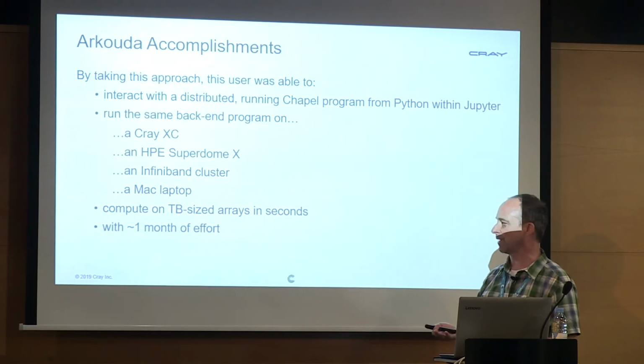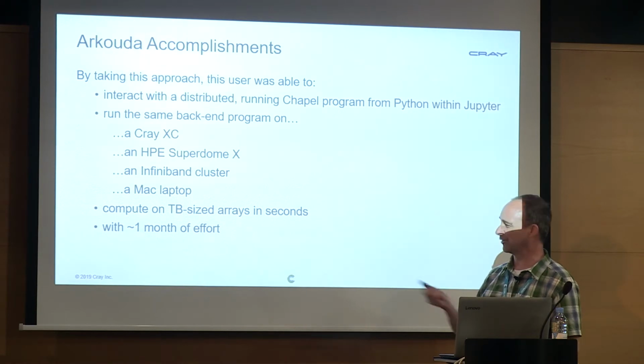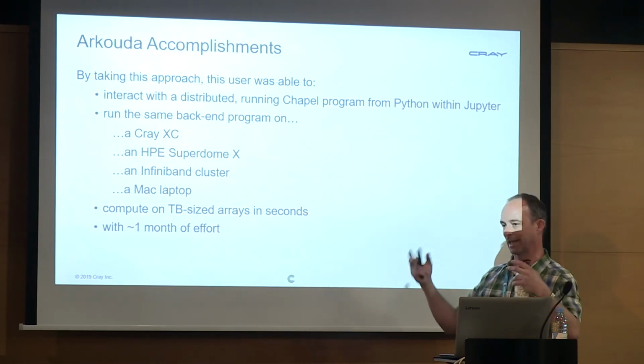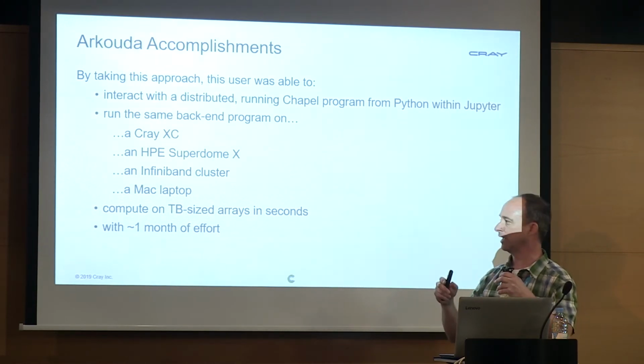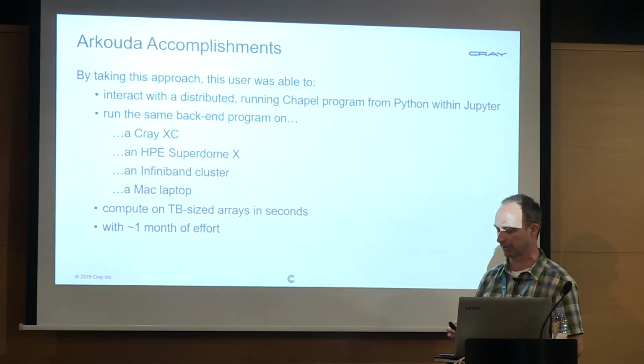And they did all of this in about 1 month of effort, which I think is a testament to Chapel's productivity. And I would say most of the effort was related to getting the client and server to talk to each other and dealing with the dynamic type to static type mismatches between Python and Chapel, as opposed to anything related to the array computations themselves.